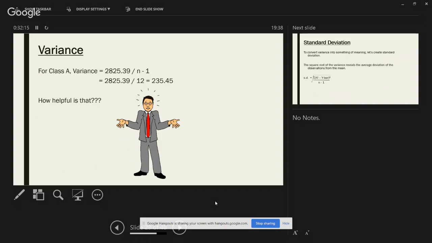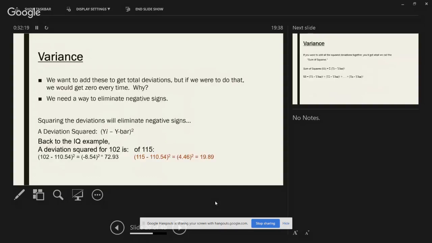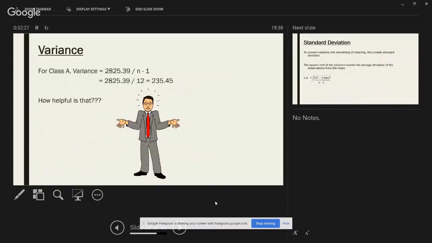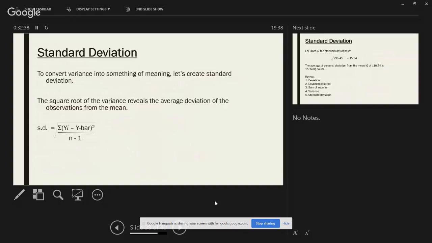But this value doesn't really make any sense to us, because as we can see, the IQ values of most of the students here are 102, 128, 131, and this value we calculated right now, the variance 235.45, is nowhere close to it. So how is this particular value helpful to us? We want to understand that. For that, standard deviation comes into play.